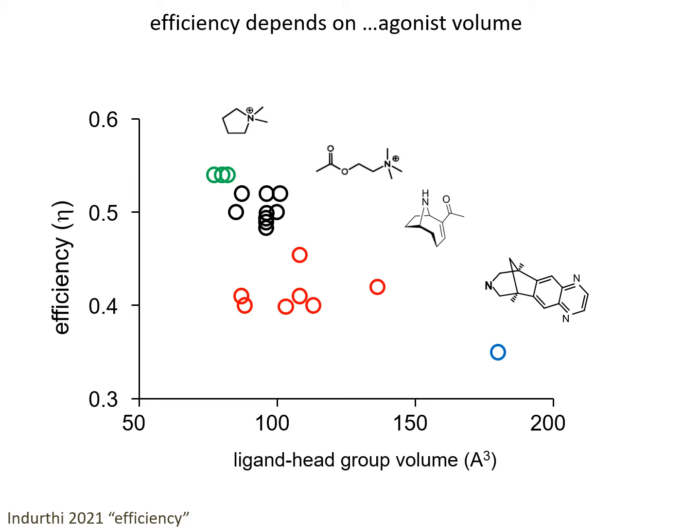This is a plot of the measured efficiency versus the volume of the agonist head group. It's a little tricky to define head group, but we just took the first bond away from the tetramethylammonium group, for example, in the black group, and you can see that there is sort of a correlation between size and head group volume. It's not a beautiful correlation. There are other factors in play here, but it seems that large agonists have lower efficiencies. That's one feature in adult type nicotinic receptors.